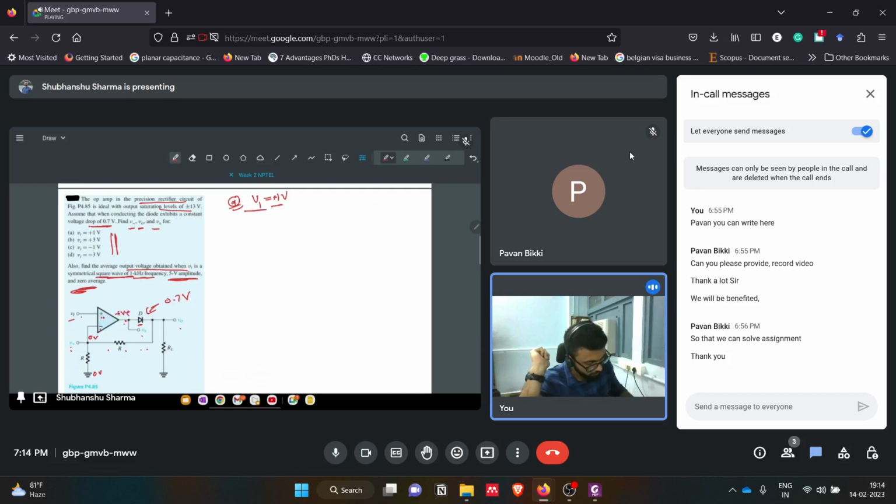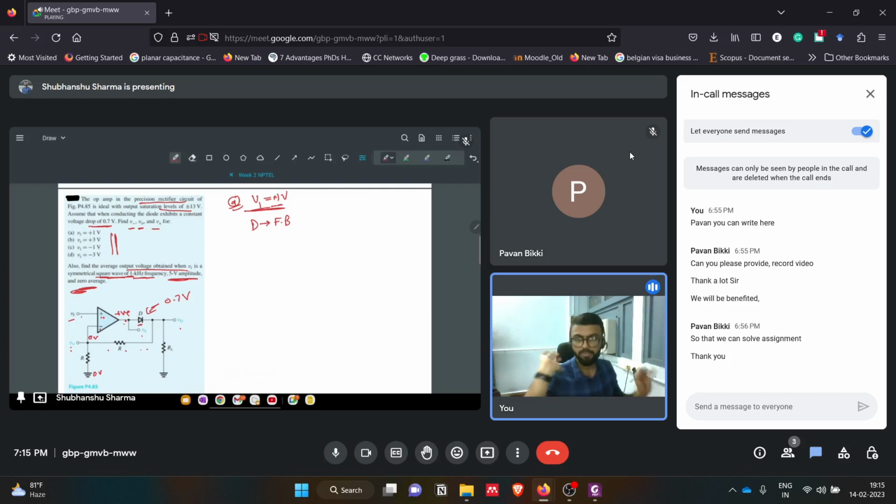I am talking about the first case, V1 equals 1 volt. For that, this diode will become forward bias. One question I have to ask: if V1 would have been 0.7, I think then also it would have been wrong. So D is in forward bias.